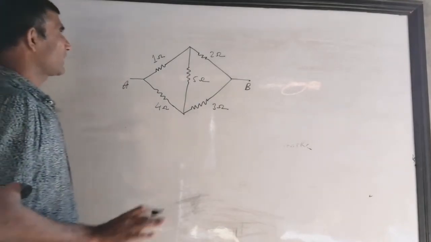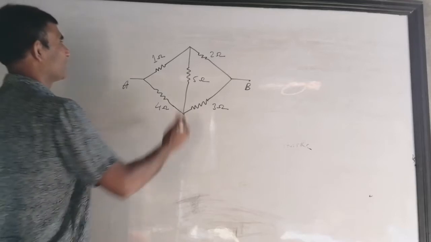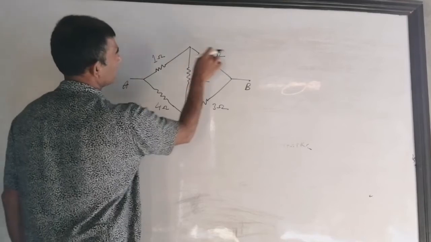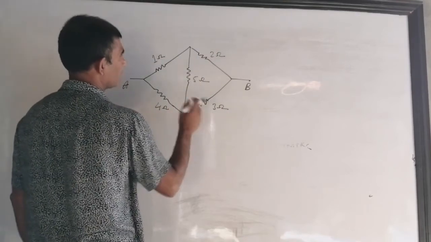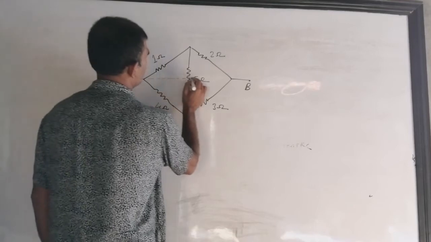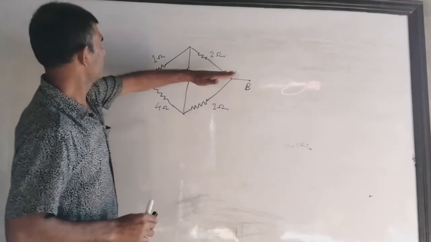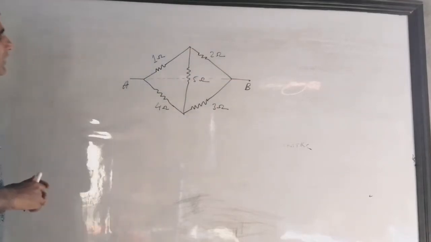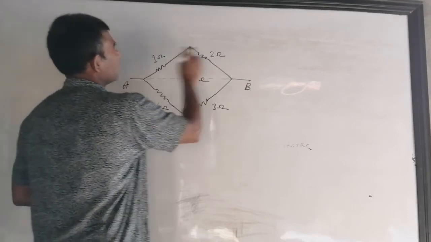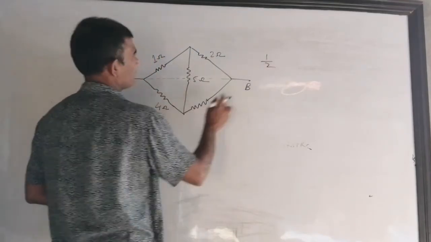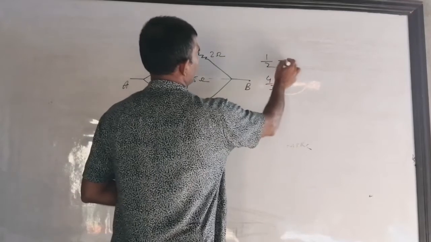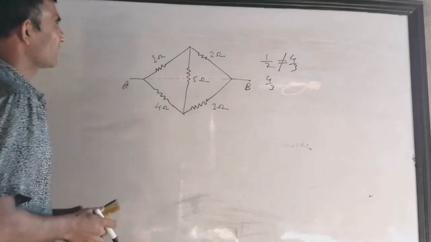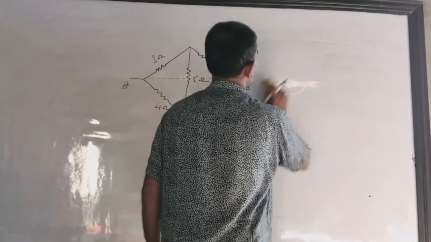Now check this. All the techniques you have learned are going to fail. If you think this is your mirror line, mirror symmetry, no, because here is 1, here is 2, this is 4, this is 3, no. If I suppose this is folding symmetry, check this: there is 1, here is 4, 2 and 3, so not folding. And when you check the balance condition, 1 upon 2 and 4 upon 3, so 1 by 2 is not equal to 4 by 3, so the balanced Wheatstone bridge condition is also not going to help you.